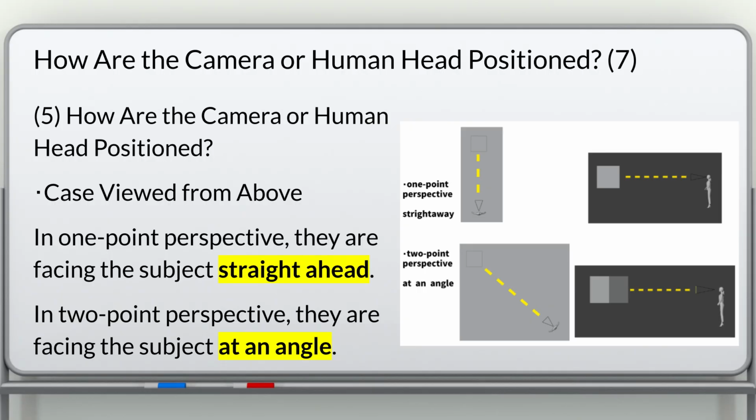I will explain how the camera or human head is positioned. This is a case viewed from above. In one-point perspective, they are facing the subject straight ahead. In two-point perspective, they are facing the subject at an angle.